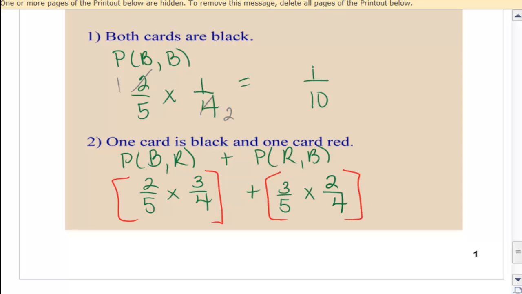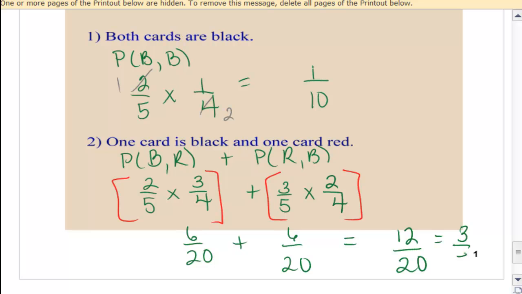So what do you get when you multiply 2/5 times 3/4? 6/20ths, right? And what about 3/5 times 2/4? What do you know? 6/20ths. Now it does not always work out that we have the same fractions. It does a lot, but not always. So keep that in mind. So what do you get when you add 6/20ths and 6/20ths? 12/20ths, right? And what does that equal when you simplify? 3/5.